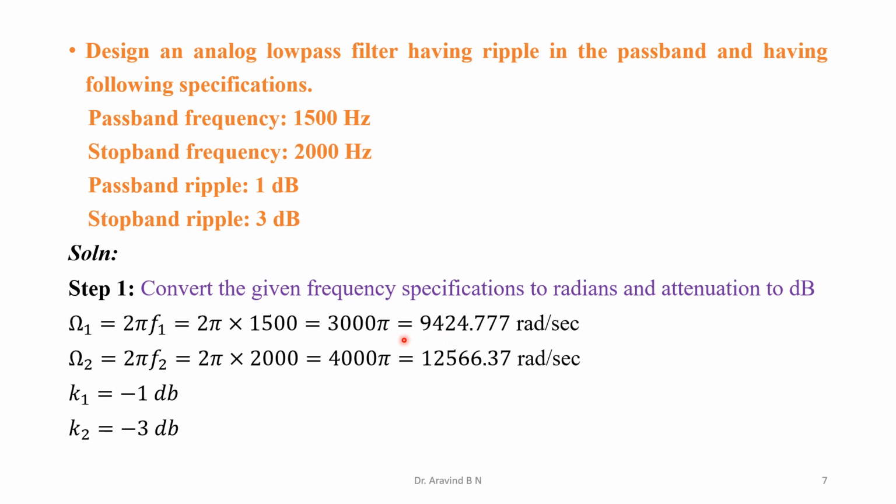The final value after multiplication is 9424.777 radians per second. Similarly, applying for omega 2, that is the stop band frequency, we get 4000 pi, that is equal to 12566.37 radians per second. K1 and K2 are already in terms of dB, so we need not make any conversion for that. So it will be minus 1 dB and minus 3 dB respectively.